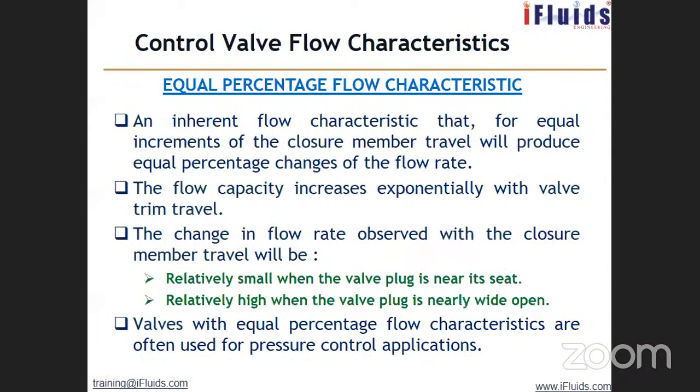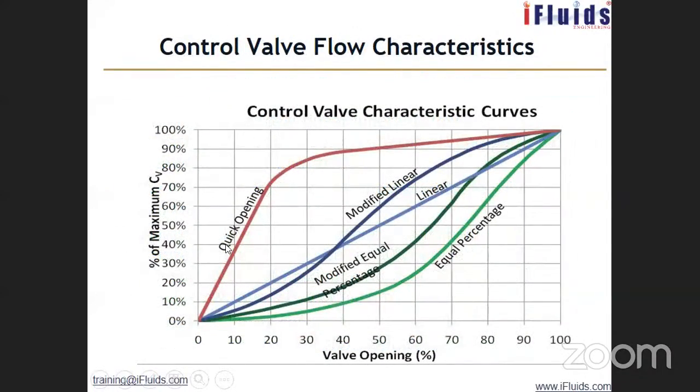Equal percentage characteristic: equal increments of the closure member travel will produce equal percentage changes of the flow rate. So it is an incremental change in the opening, and also the equal percentage flow rate will happen. The flow capacity increases exponentially. That's why you see the curve. It is an exponential curve. If you see the curve, it increases like this. This is the path of the equal percentage.